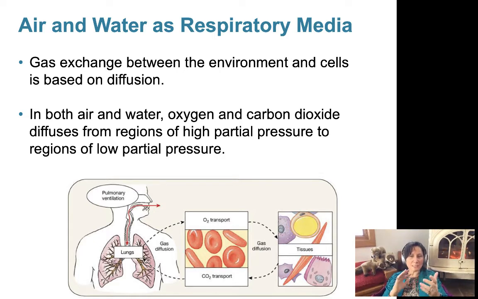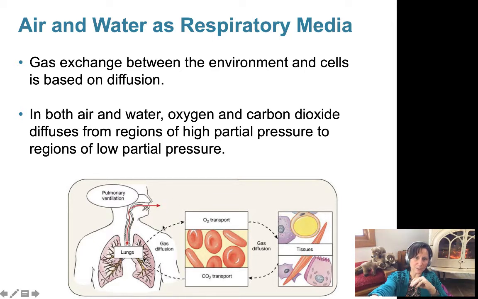So gas exchange, in order for gas exchange to occur, you need to have an environment where the gases can diffuse across membranes. So gas exchange between the environment and cells is based on diffusion, and in both air and water, oxygen and carbon dioxide diffuse from regions of high partial pressure to regions of low partial pressure. So this is in direct alignment with what we were talking about at the beginning of the semester. And what this figure is showing you exemplifies that.